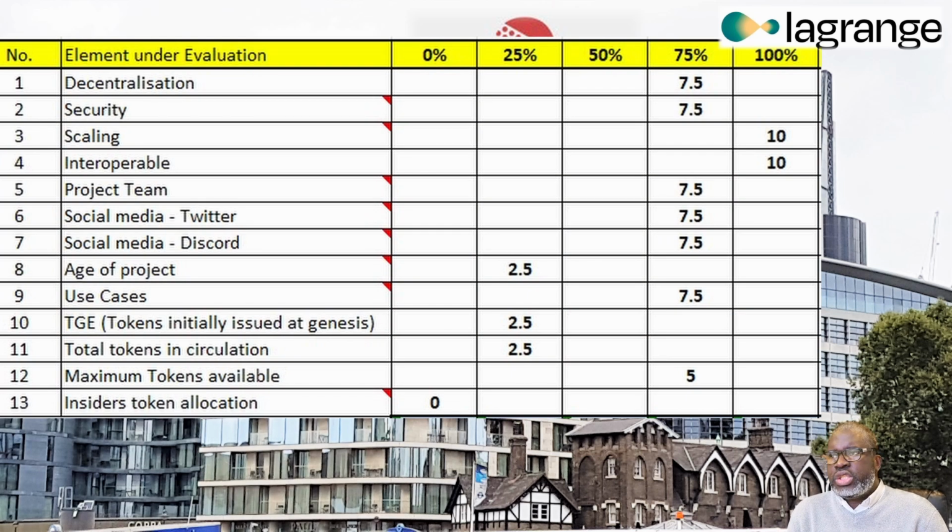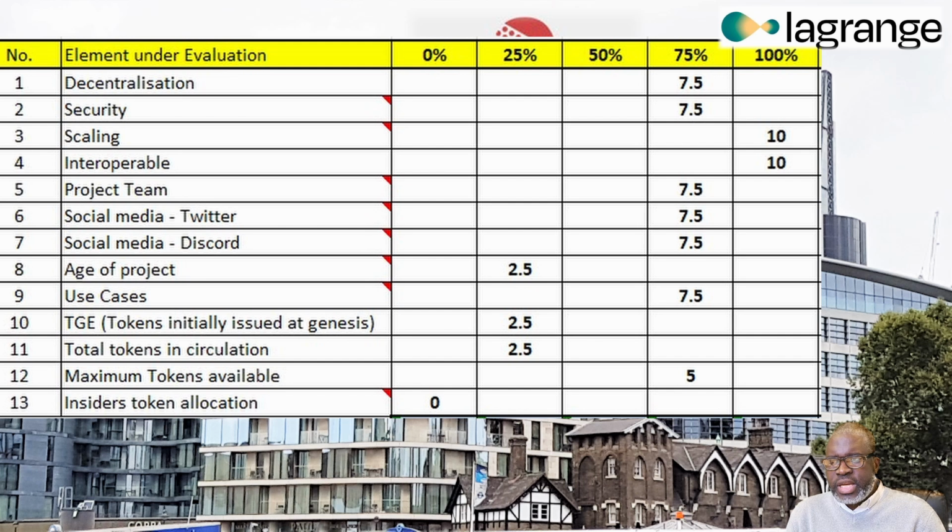We gave Lagrange 7.5 points out of 10, on security 7.5 points out of 10, scaling 10 out of 10, interoperability 10 out of 10, project team 7.5 points out of 10, social media presence via X, formerly Twitter, 7.5 points out of 10, social media presence via Discord 7.5 points out of 10, age of the project 2.5 points out of 10, project use cases 7.5 points out of 10, total tokens issued at project launch 2.5 points out of 10, and tokens in circulation at the time of recording 2.5 points out of 10. Maximum tokens available 5 points out of 10, and insider token allocation sitting at above 55%, way above our minimum threshold. We are going to give Lagrange 0 points out of 10.